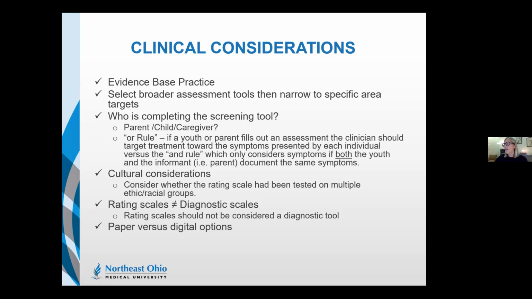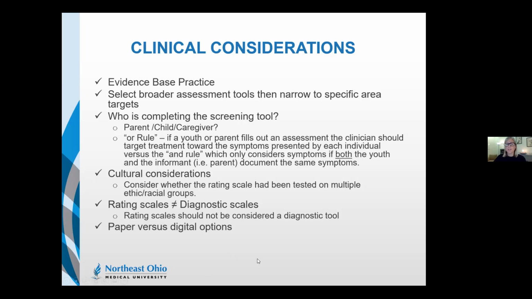Generally speaking, they have found that it is better to go with an OR rule. The OR rule is if a youth and a parent, or a parent fills out an assessment, that they should target any areas that come up as being symptomatic. Versus what used to be considered an AND rule, which only considers symptoms if both the youth and the parent or the caregiver signed up for it. So they're saying everything matters. We want to look at one or the other. If it's symptomatic on the youth or the parents, then we're going to pay attention to anything that comes up.